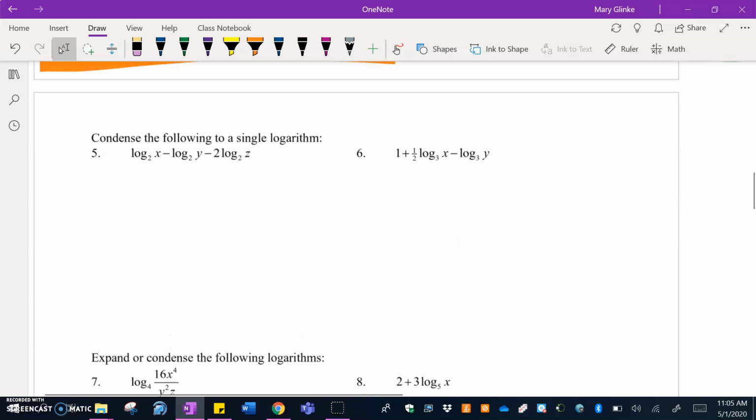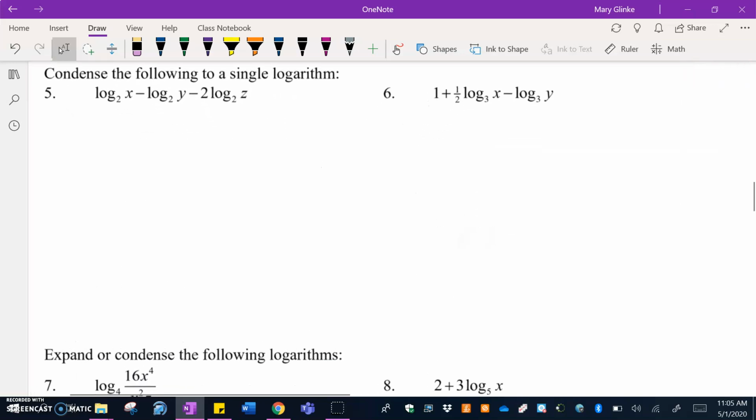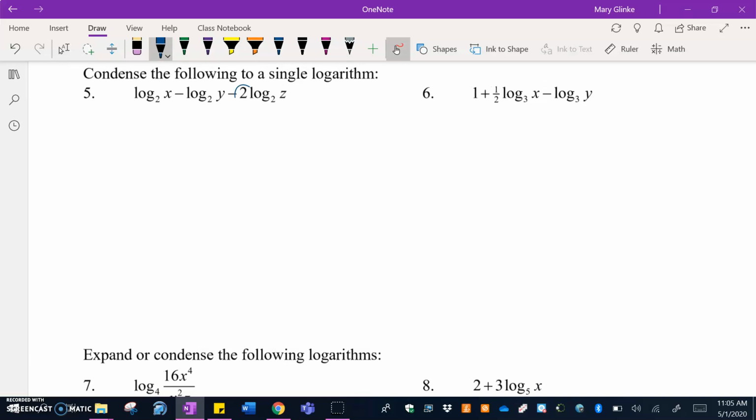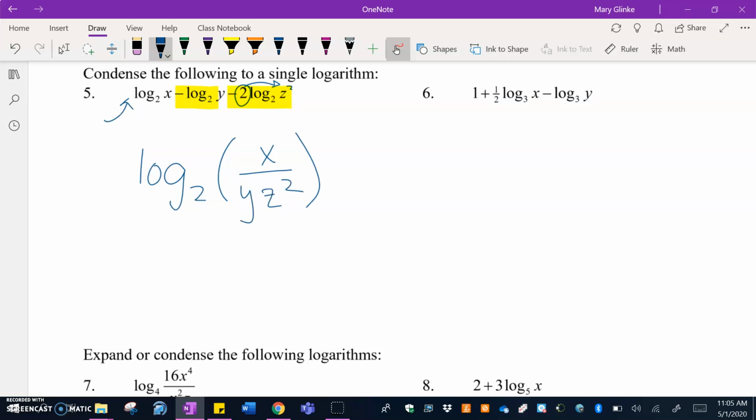So we are going to go ahead and condense these into a single logarithm. So for number 5, I noticed that this 2 is out in front and it needs to be written up as an exponent. And then everything else is actually ready to go already. So we have log base 2. This one I see 2 minus signs. So I'm going to go ahead and write a fraction because I know those are going to go in the denominator of my fraction. The x is going to go in the numerator because there's a positive out in front. The y and the z squared are in the denominator.